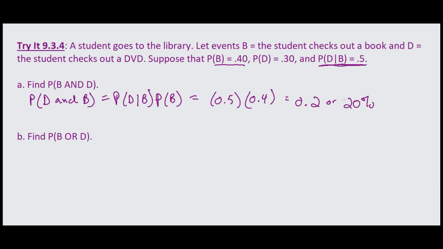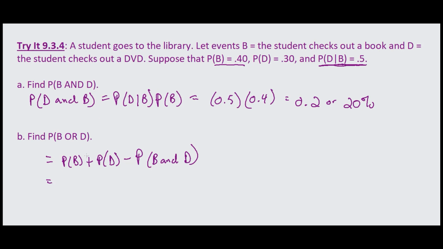Now what about or? Probability of checking out a book or checking out a DVD. I'm interested to know the complement of that. What's the probability that they go to the library and they don't check out anything? So probability of B or D, we're going to use the addition rule. Probability of B, probability of checking out a book, plus the probability of checking out a DVD, minus the probability we just found, the probability of B and D, probability of checking out both.